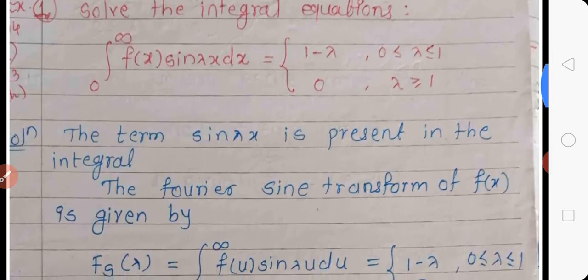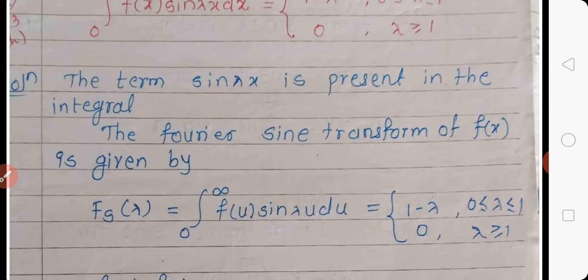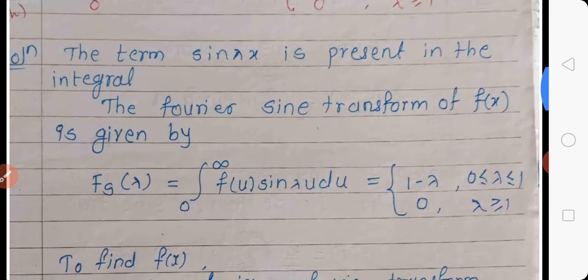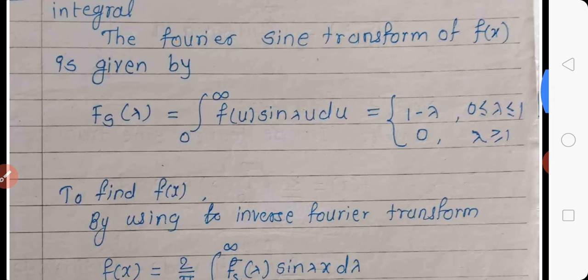Here we see the solution. The term sin lambda x is present in the integral, so the given integration is the Fourier sine transform of the function f of x, which is given by fs of lambda is equal to the integral from 0 to infinity of f of u sin lambda u du, which is equal to the given value. Here we are given the Fourier sine transform. We solve the equation, that is, we find the value of the function f of x. For this we use the inverse Fourier sine transform.